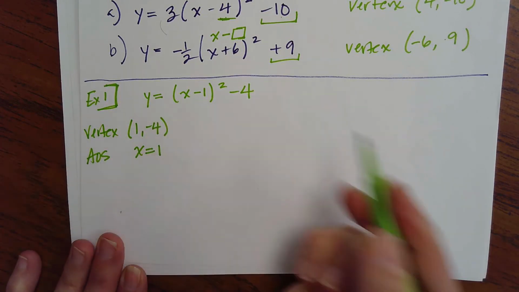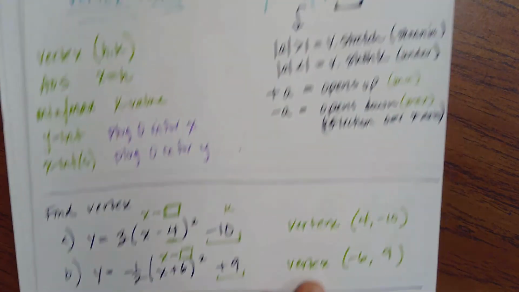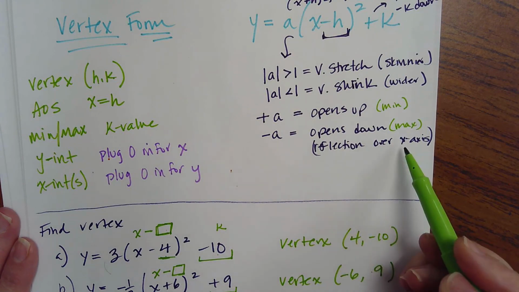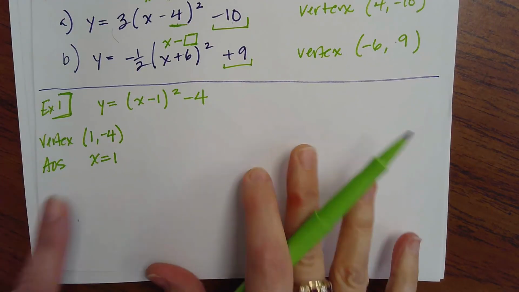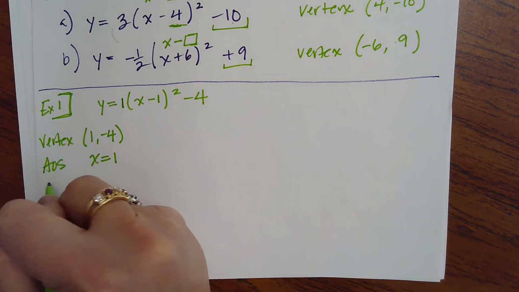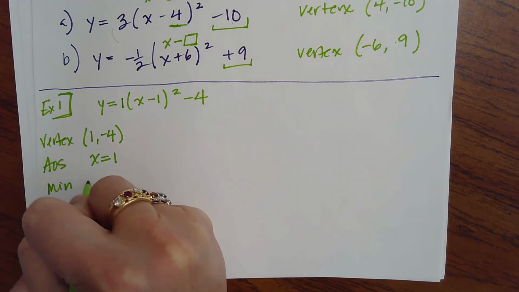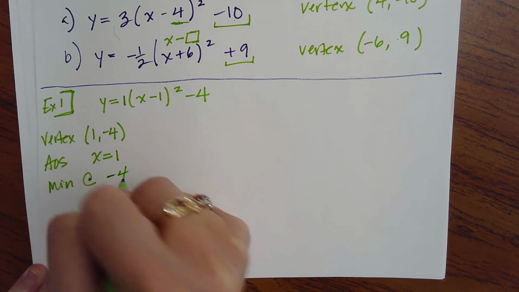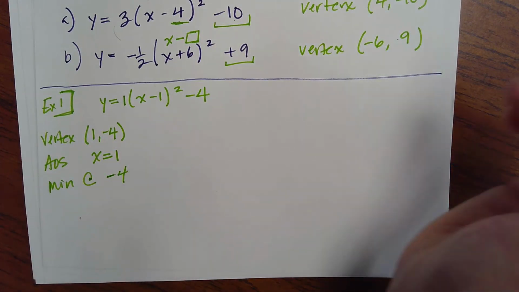You would have to determine whether this has a min or a max. Remember what I said up here: if the parabola opens up, there's a min. If it opens down, it's a max. And so this one, since the a value is positive, the a value is actually 1 here, it would have a minimum. So you would say a minimum at, and then whatever the k value or the y value of your vertex is. So it's a minimum at negative 4.